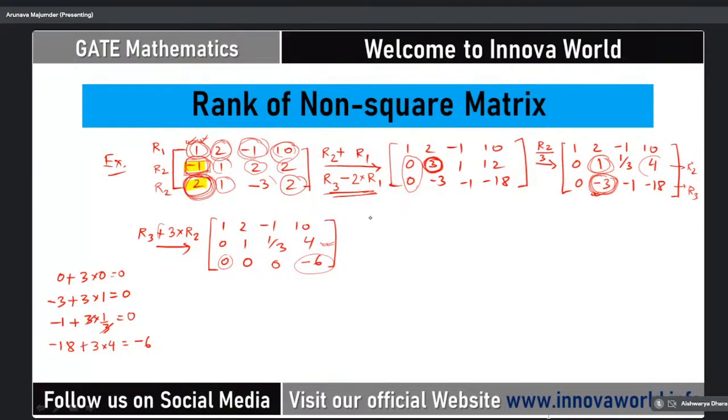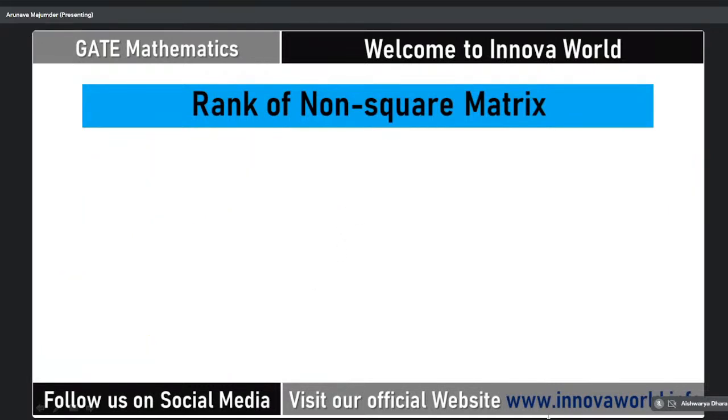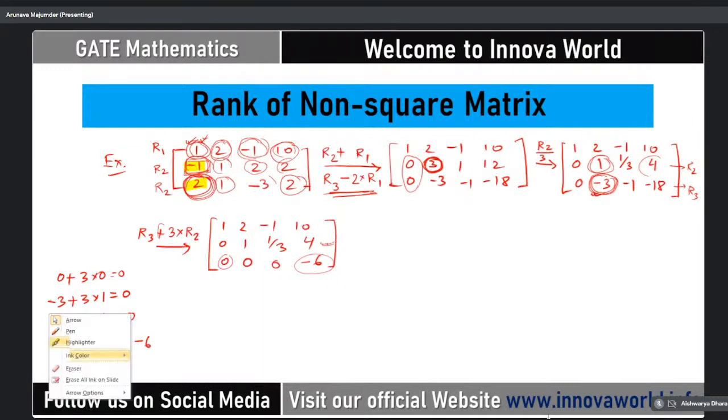Okay, and what is the rank of this matrix? Non-zero rows. First row is non-zero. Second row, this is also non-zero. Third row, this is also non-zero because minus 6 is there. A zero row means all the elements of the row must be 0. So 3 non-zero rows are there. So it means the rank here is also equal to 3.